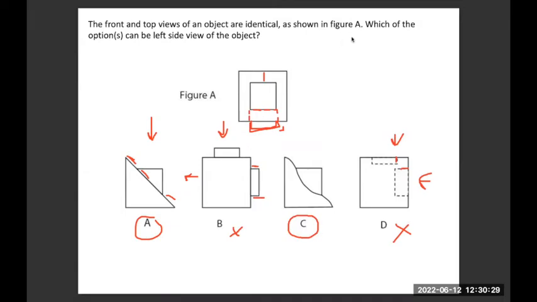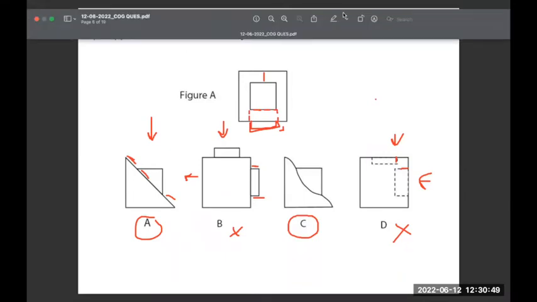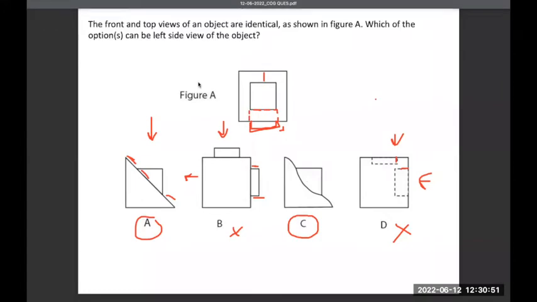Any doubts, any questions? All right. Why C? Okay, I'll let you know, Ria. Why C is because, yeah, it's a curve, I agree.